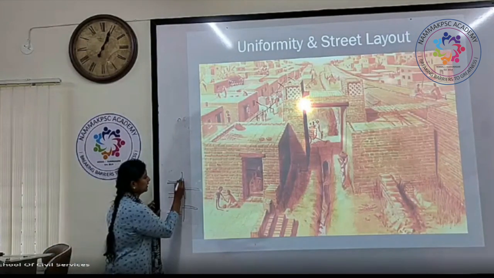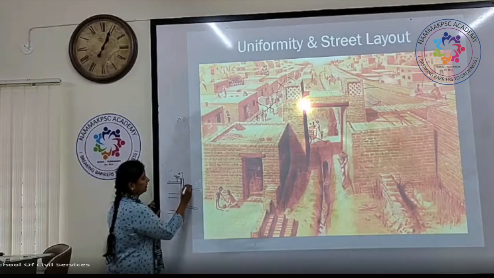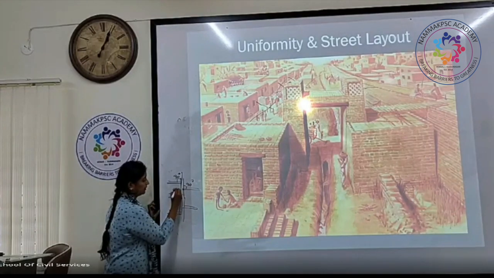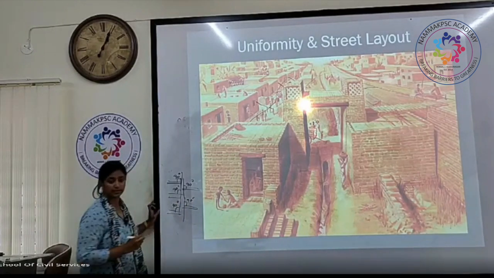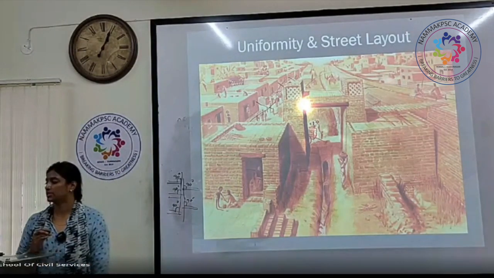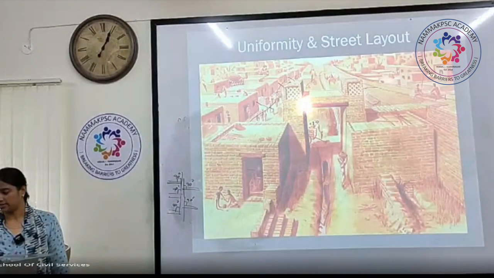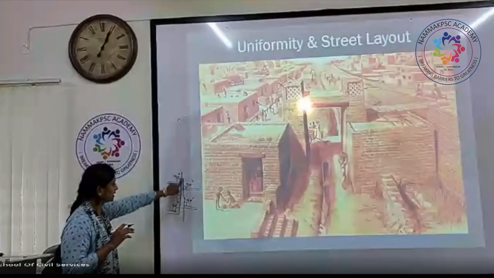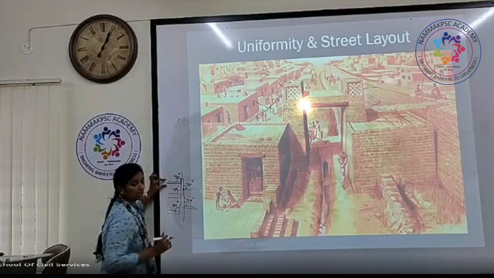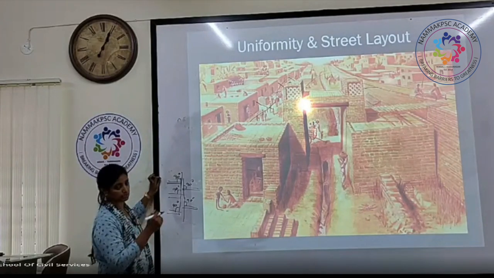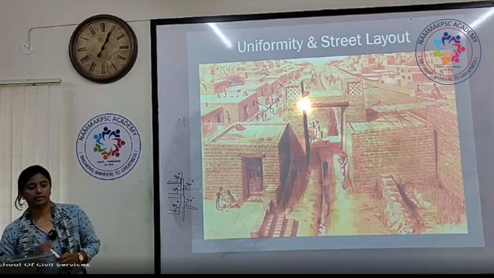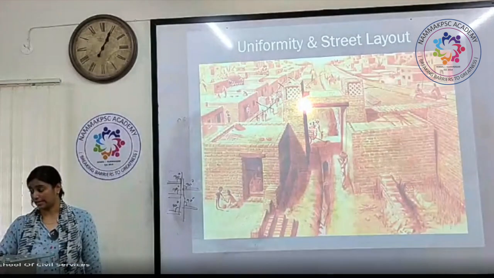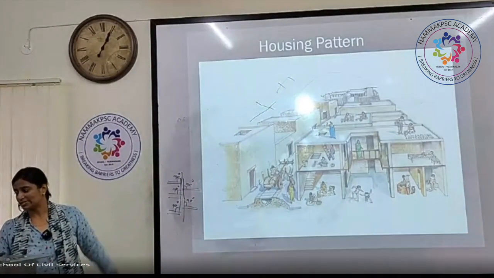So this is nothing but the streets intersecting at right angles. Yes, streets are intersecting each other at right angles. And this is called the main street. This is called a narrow lane or a subsidiary street. They connected to the main street in a right angle pattern.